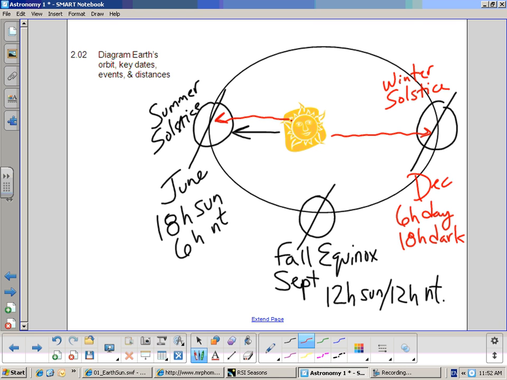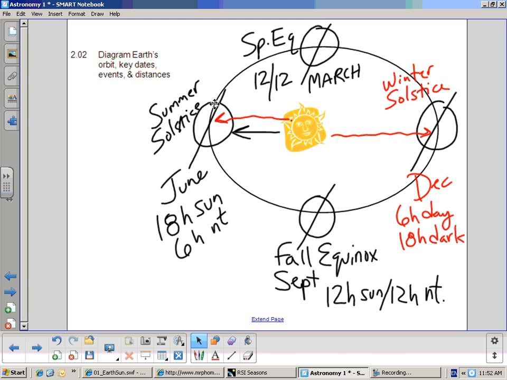Let's finish off with our spring equinox. I'm going to abbreviate here, spring equinox. And we know equinox means 12 and 12. And of course, that occurs in March. All right. So our diagram is a little more cluttered, but one thing we know is that tilt has a lot to do with when we receive more or less sunlight. The last thing we're going to talk about on this 202 would be the distance.